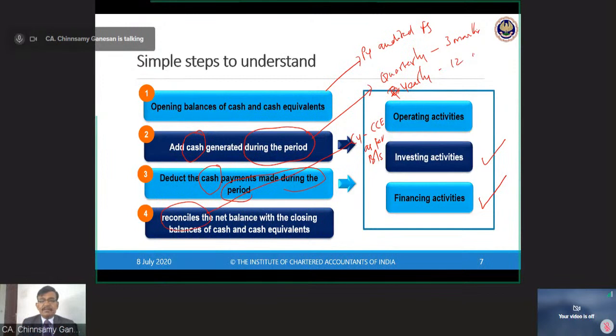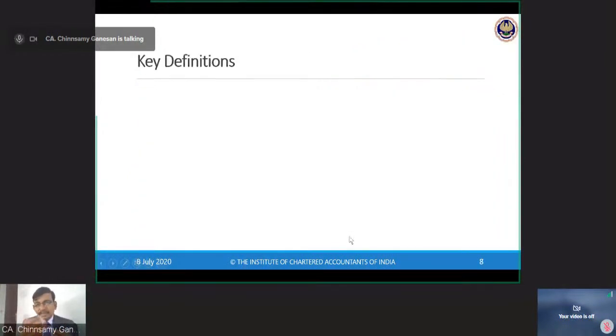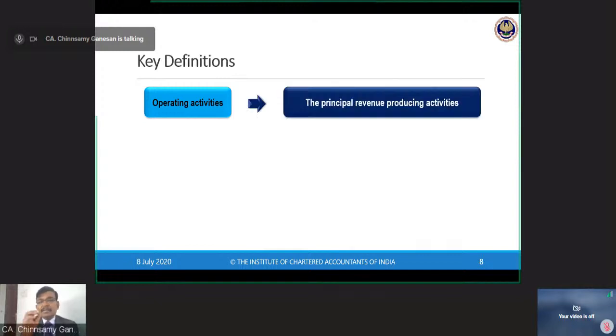Let us try to understand this a little further for your benefit by means of understanding the key definitions. What do you mean by operating activities? With so much of discussion which I had, you might have understood operating activity is nothing but the principal revenue producing activities of the entity. In a trading case, it is sale of goods and services, right? In case of a manufacturing activity, it's manufacturing of goods and selling. So the inflows are the revenue generated by selling. The outflows are the expenditure relating to generating this revenue from the principal revenue producing activities. Okay, that is the simple operating activities.